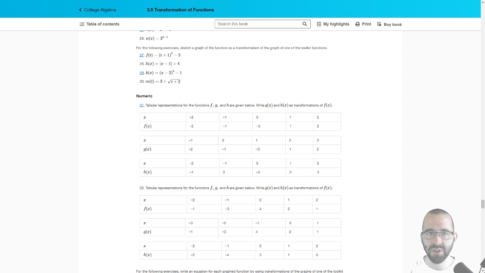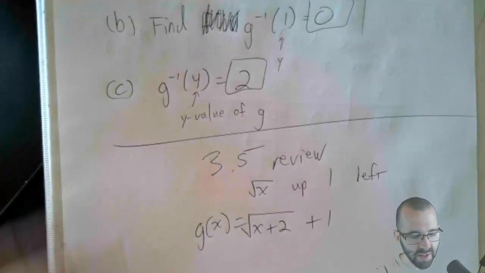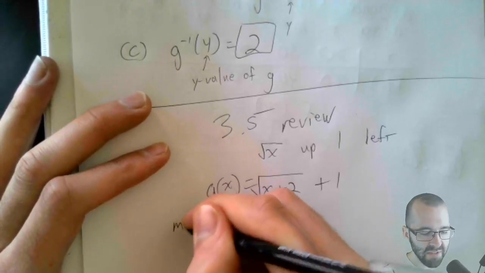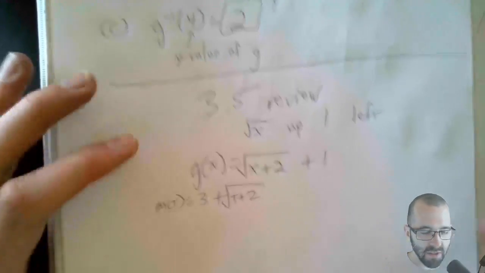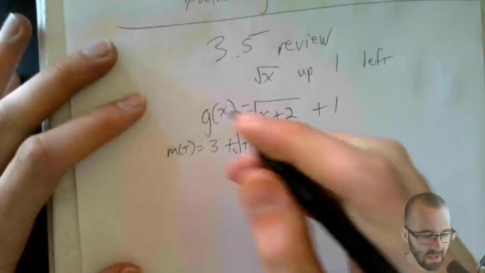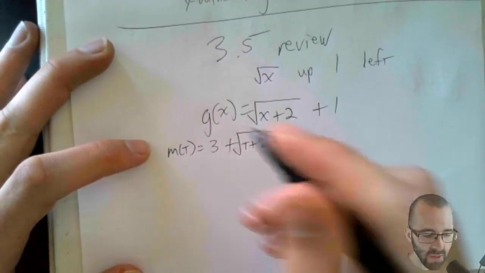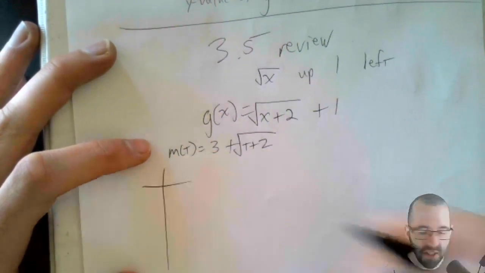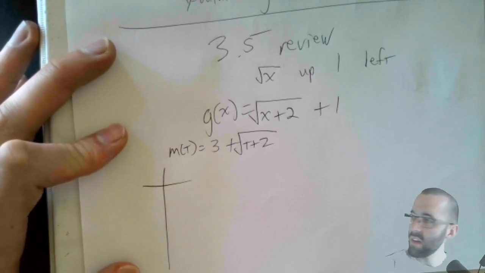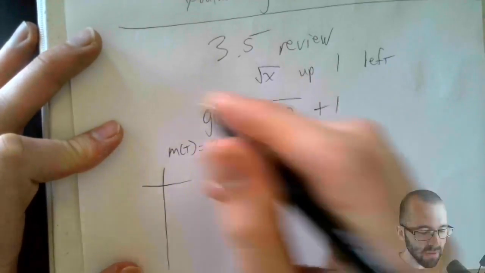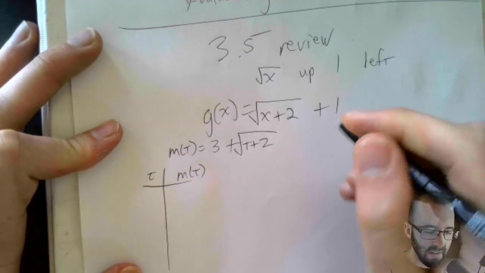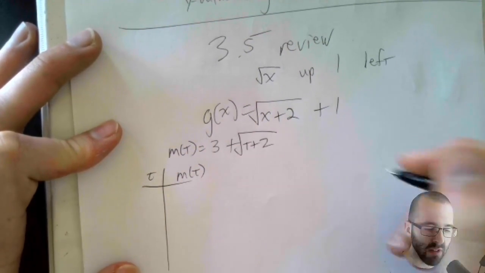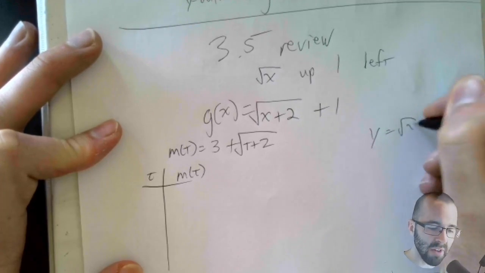All right, so for something like 30, we could do something like this, right? It's m of t equals 3 plus the square root of t plus 2. It can help. It's up to you though, right? How you want to do this. It can help to write your t's and m of t right here. This is just going to be a transformation of a square root function.